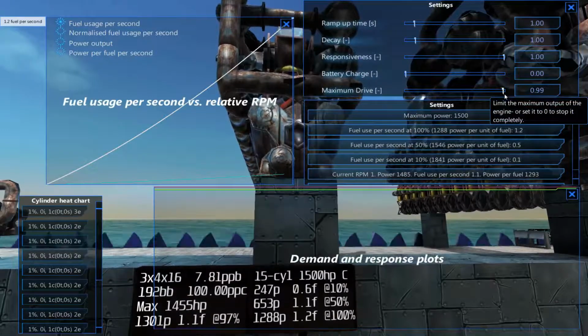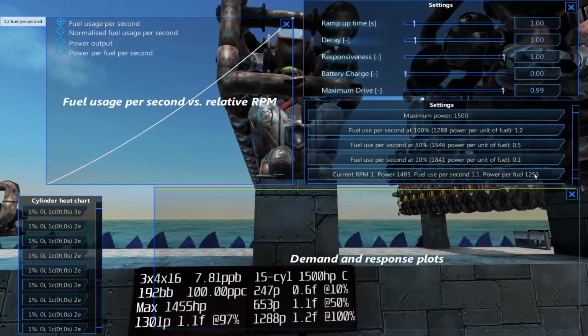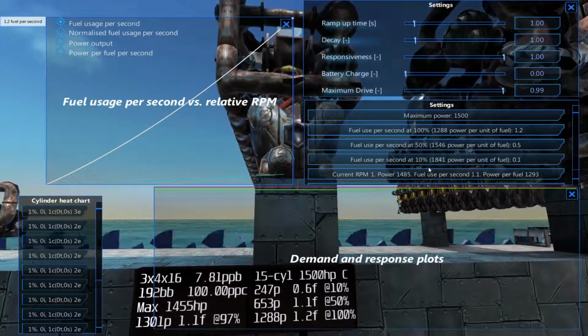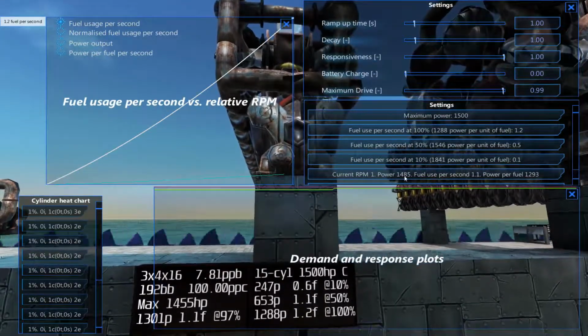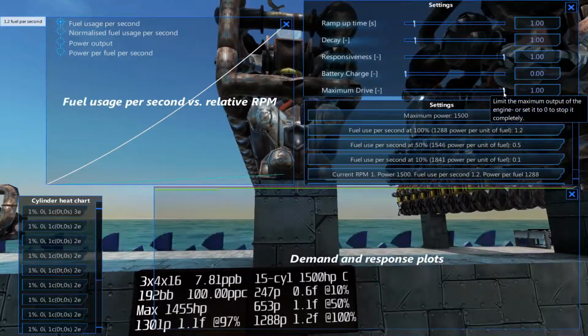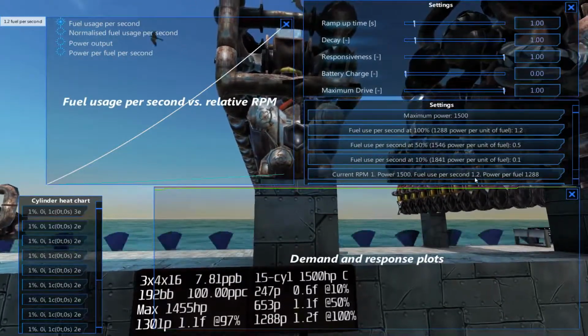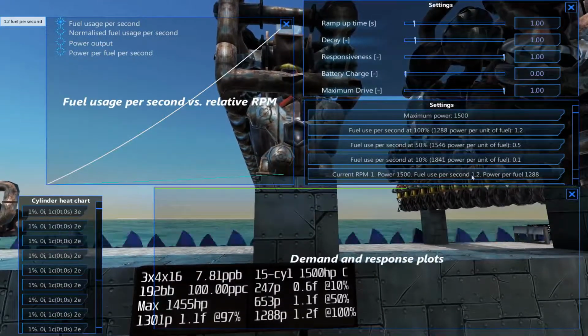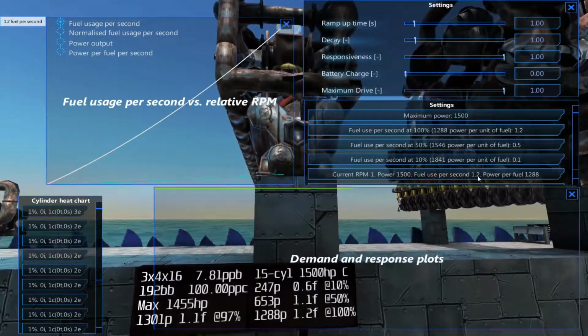But when we go to 99, we're less efficient, but we're making more power, and we're more dense because we're making more power in the same amount of space now. But when we go to 100%, the density reaches maximum, the power reaches maximum, but the fuel efficiency tanks.